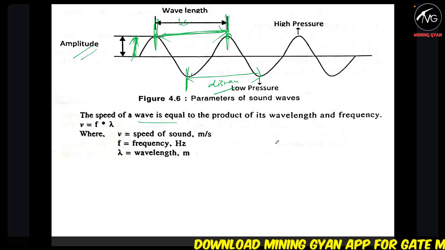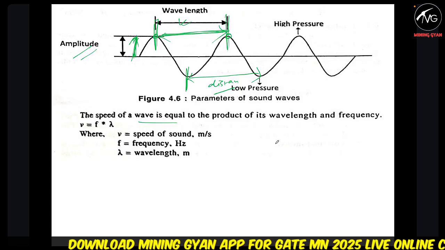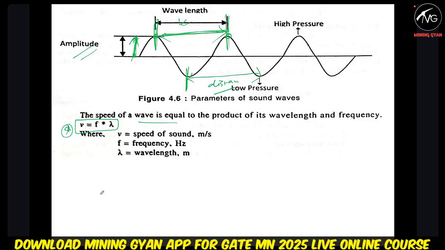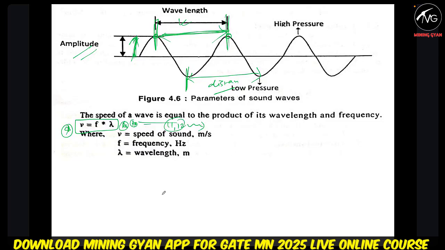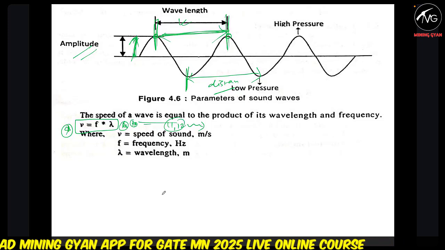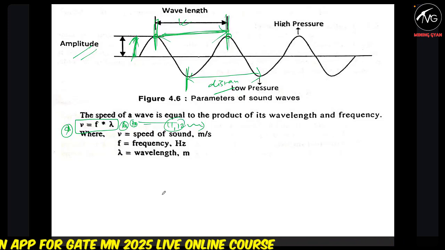The speed of the wave is equal to the product of the wavelength and frequency. So this formula you should remember. If they want to ask you the speed of the sound, what is the speed of sound? Wavelength into frequency. I think you have read this formula in 11th and 12th, when you were preparing for any examination in physics. So please remember that also.